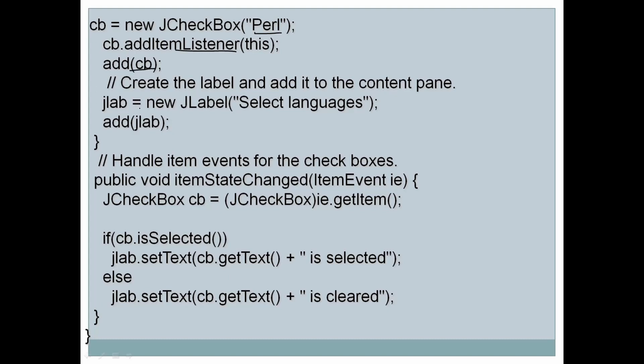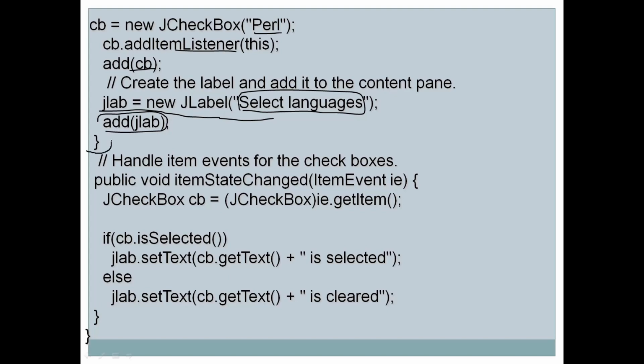And lastly, we have created a JLabel, you can see, and the JLabel will display the text "select language". So, this is the text which is displayed on the JLabel. Then the JLabel is added on the container.